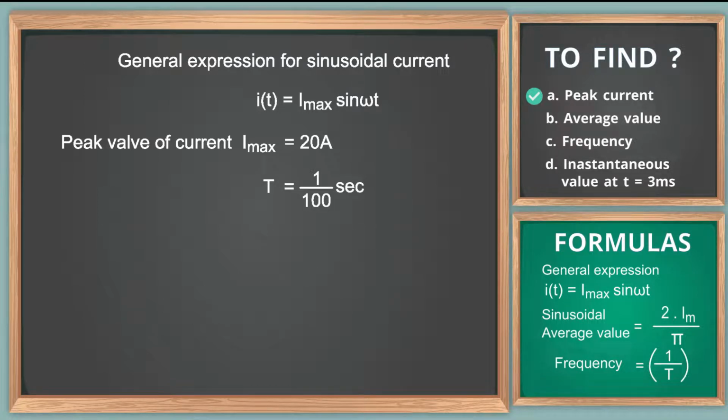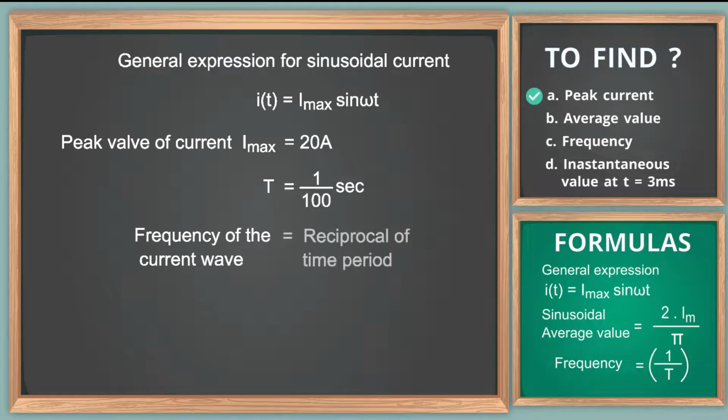Now the frequency in cycles per second will be the reciprocal of the time period. So therefore the frequency of the current wave will be given as 1/(1/100), that is 100 cycles per second.